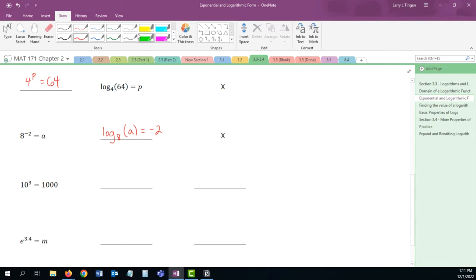And then the last two, 10 cubed is 1,000. This is just a statement, right? That's a true statement. 10 times 10 times 10 is 1,000. But it is in exponential form. I can rewrite this as a log. Well, that's log base 10 of 1,000 equals 3, right? The 10 goes to here, the 1,000 goes to the argument, and the 3 goes to the right-hand side.